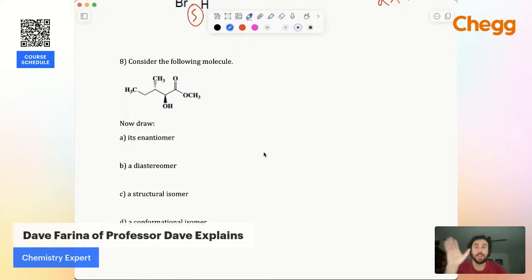So a couple ways we can do this. You can either imagine a mirror plane and flip this over the mirror, right? You draw the mirror image. But honestly, it's quite a bit easier to just invert every stereocenter. So just draw the same molecule.